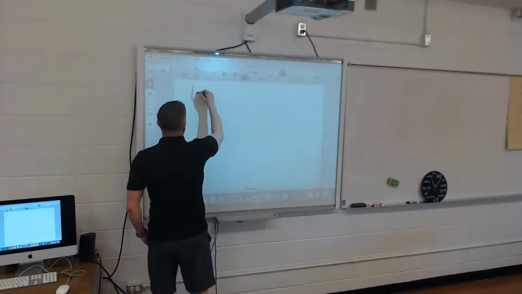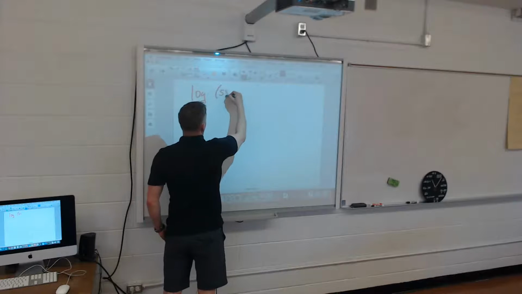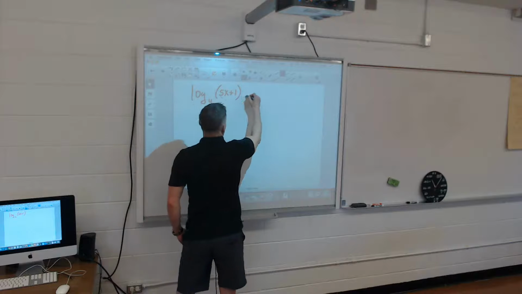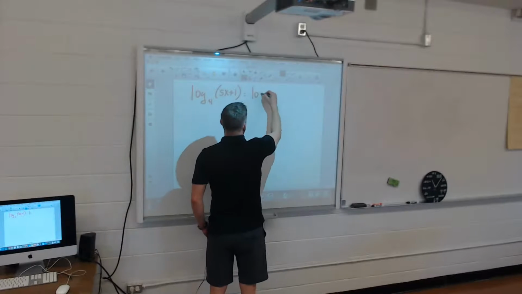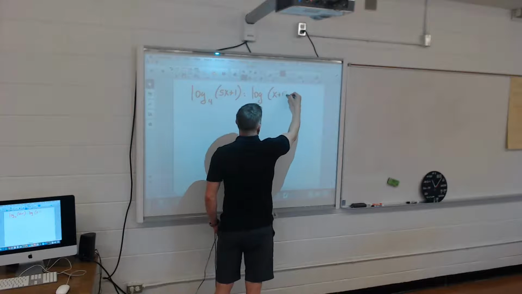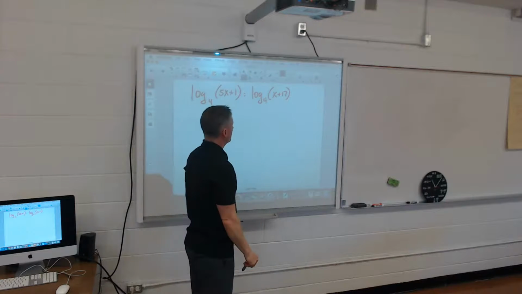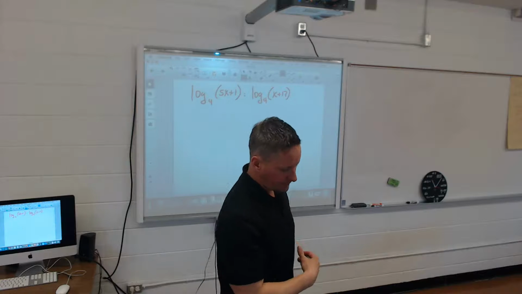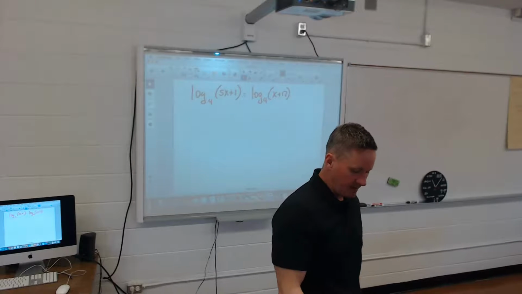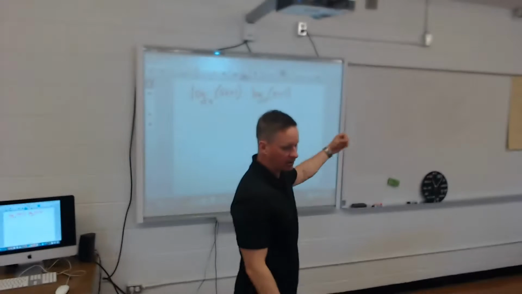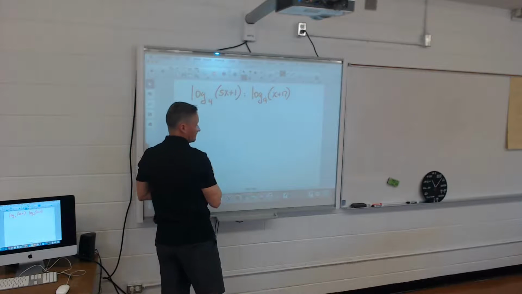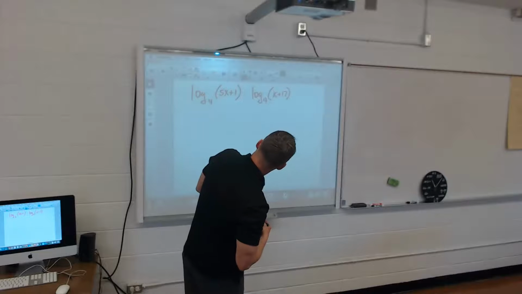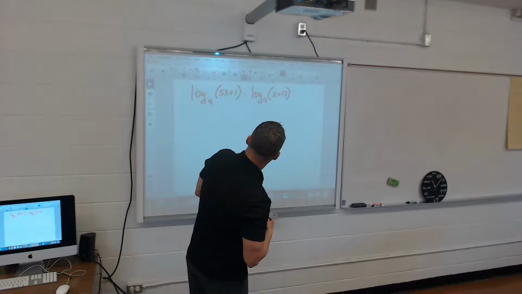So I've got log of 5x plus 1 base 4 equals log of x plus 17 base 4. And we'd have to solve it by moving to one side, making it a single logarithm. So that's where we're going with this. So I would move this to... Sorry, did you just take it as 4 to the 5? No.